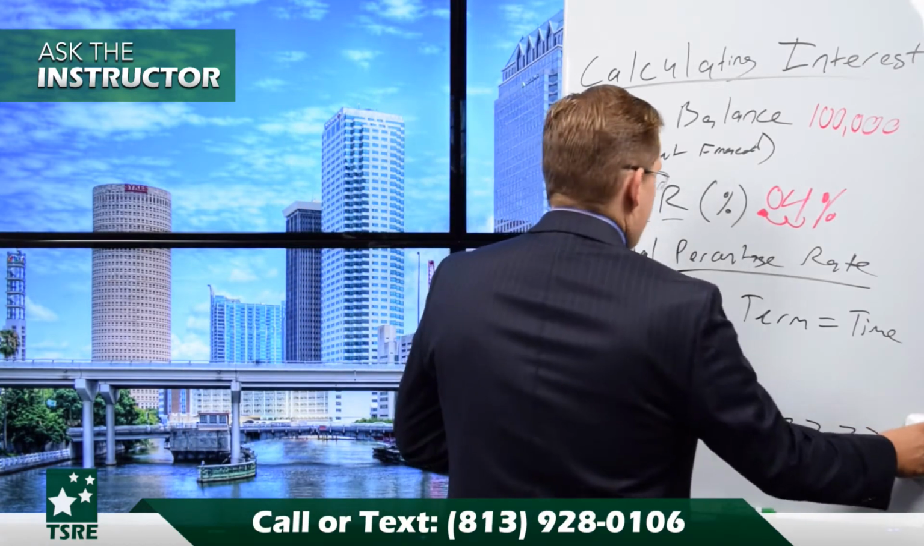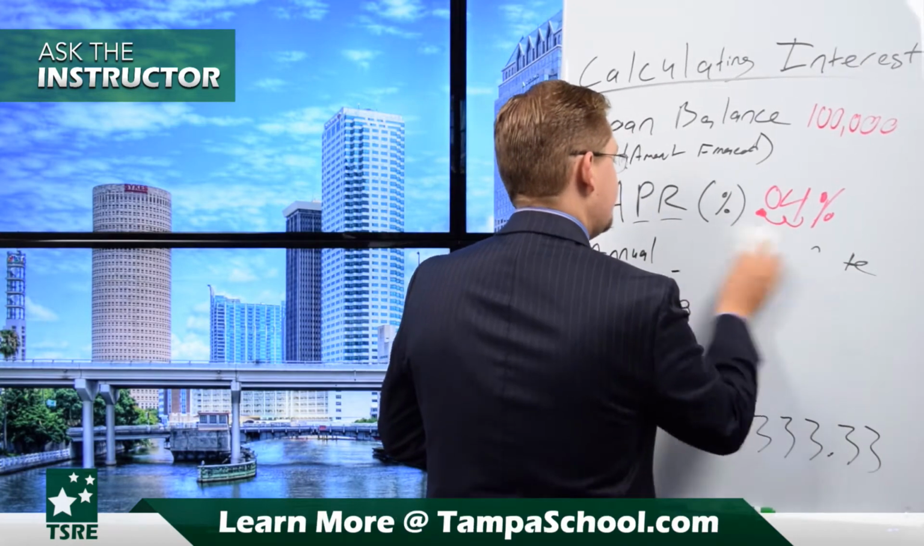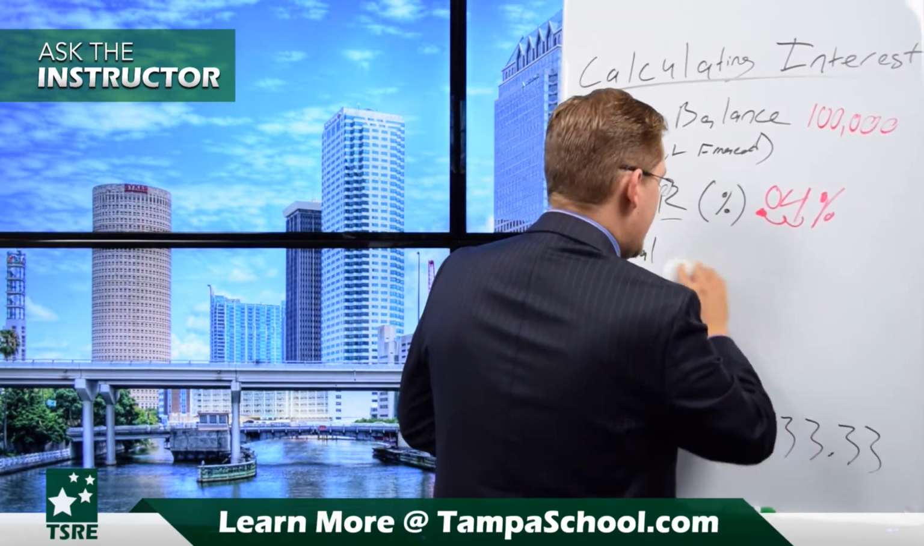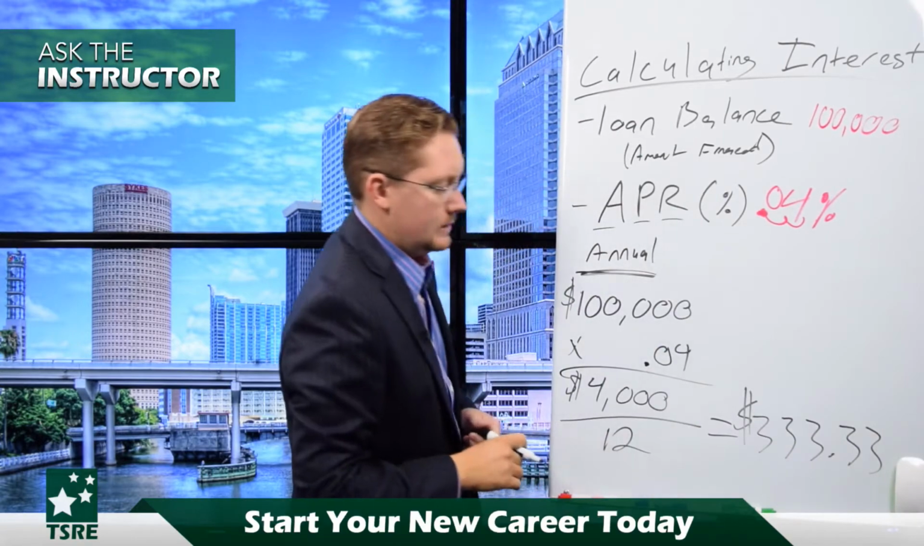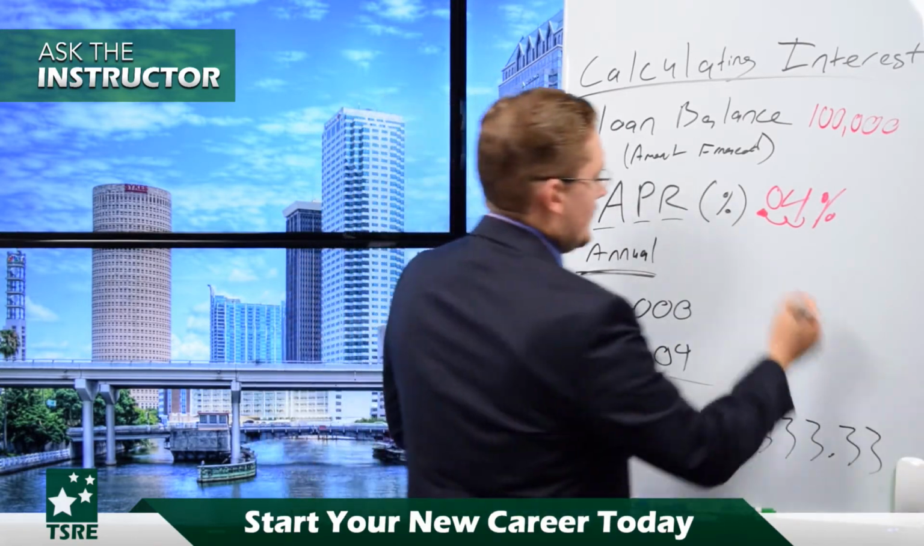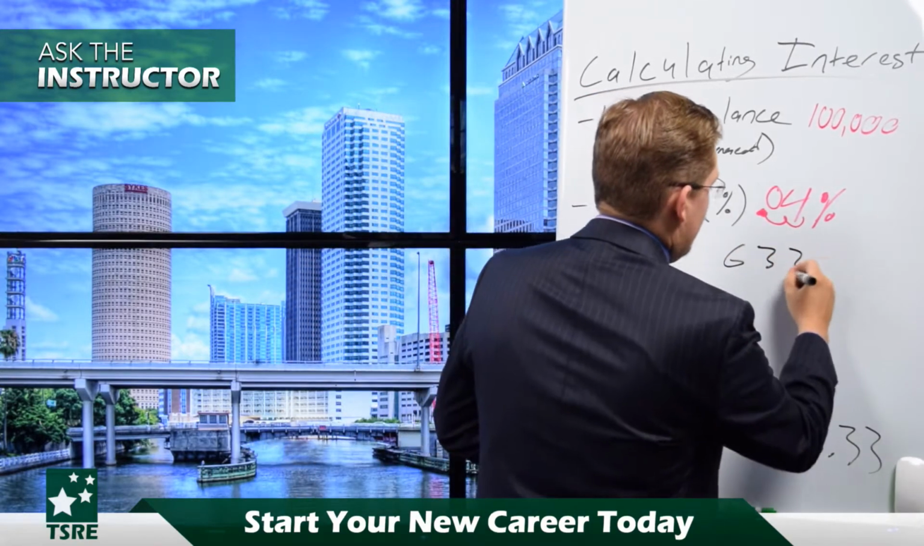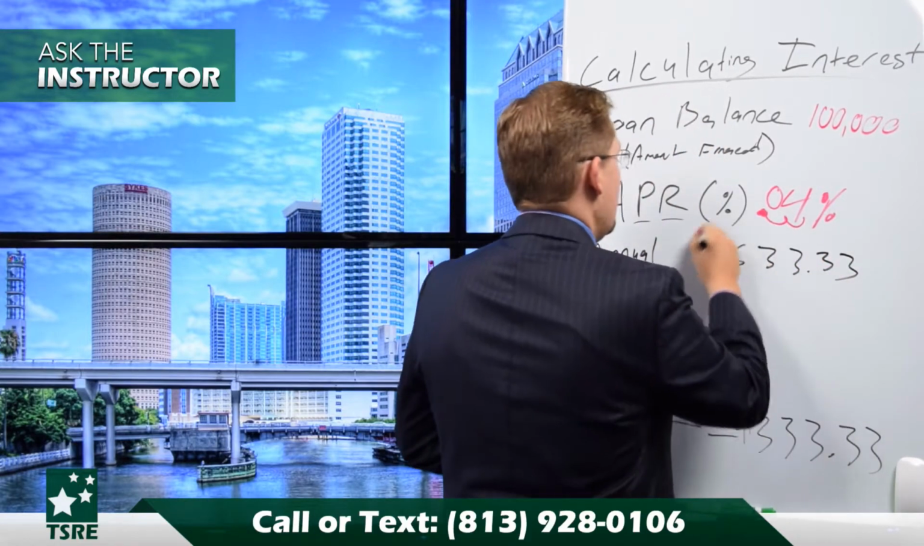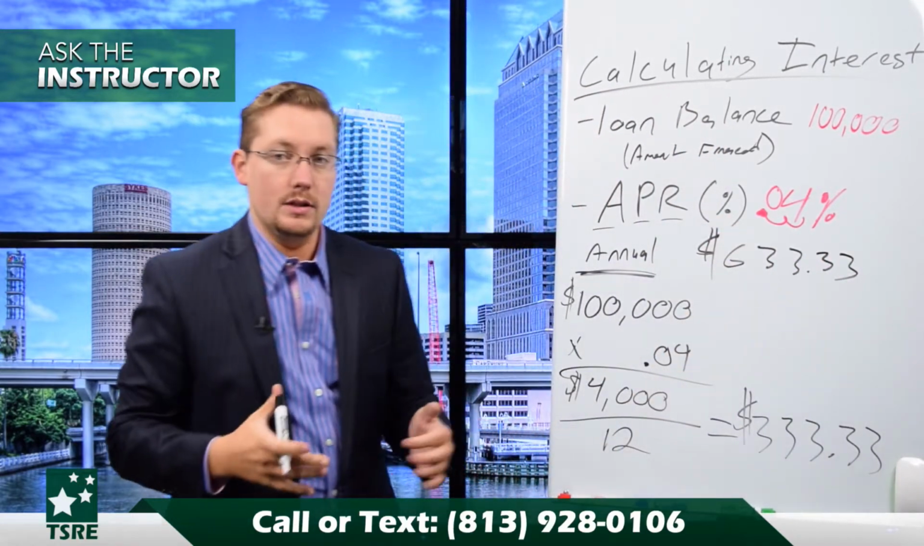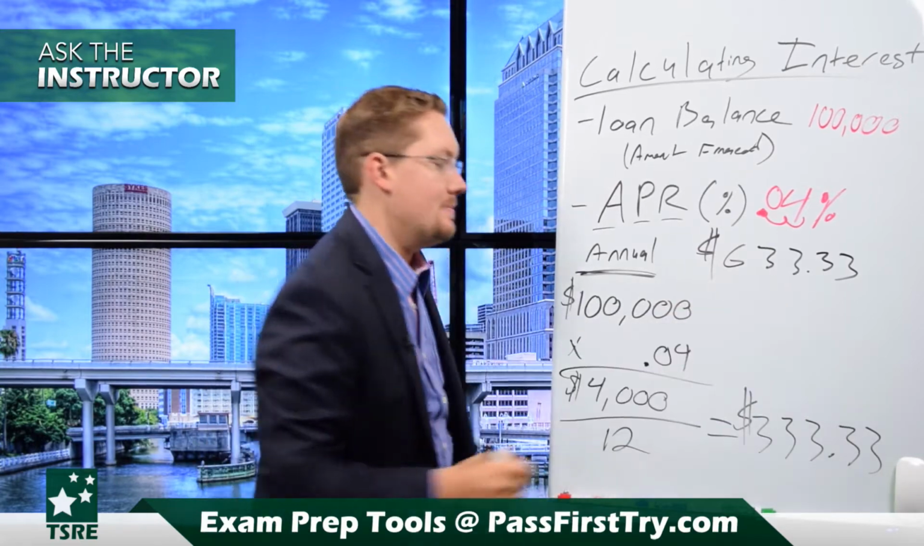So let's throw in some additional info here. Let's say, for the sake of easy numbers, that our payment is $633.33. That's our monthly payment, and that's what the lender quotes us. Okay, this is how much we have to pay monthly.